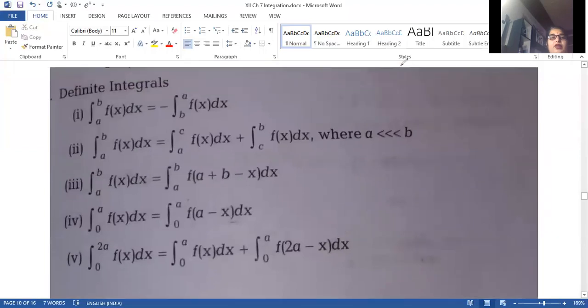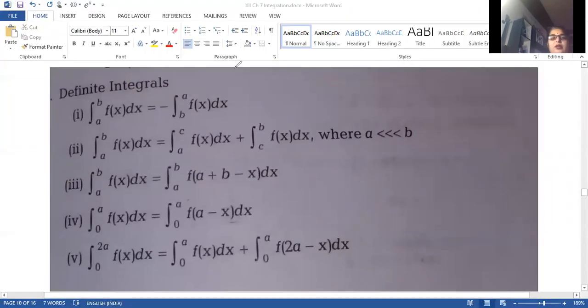Just see your first property. These are the properties of definite integrals. The integral from a to b of f(x) dx can be written as minus the integral from b to a of f(x) dx. Now what have they done here? In the first property, they have just changed the limits. Here we have a to b, here we have b to a.